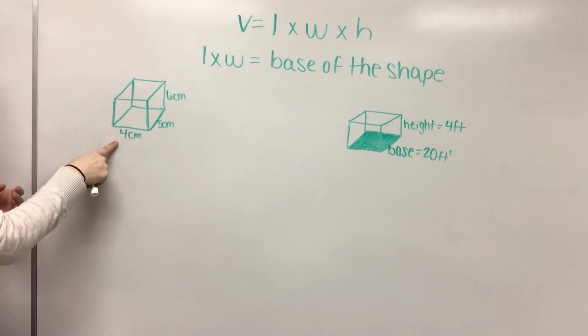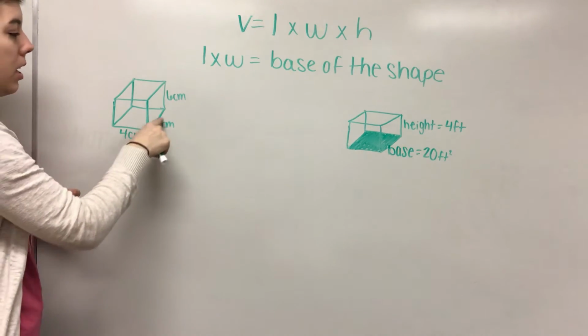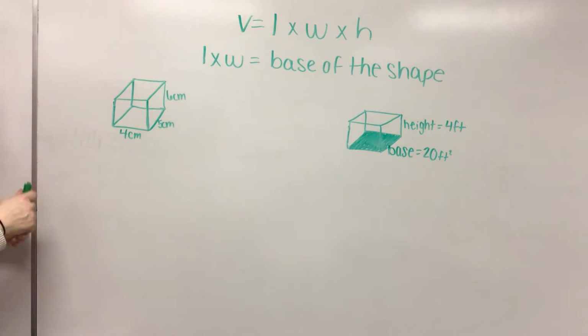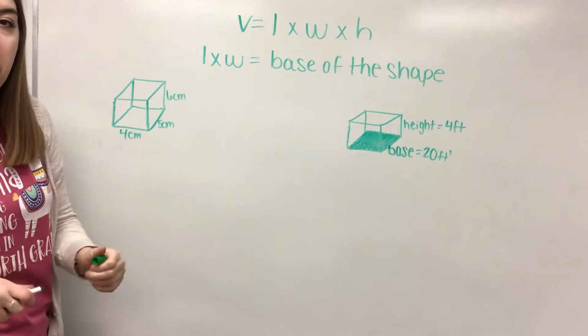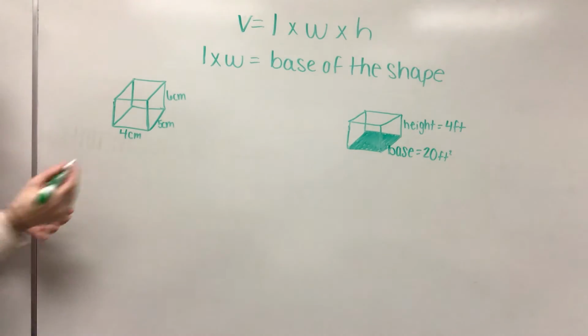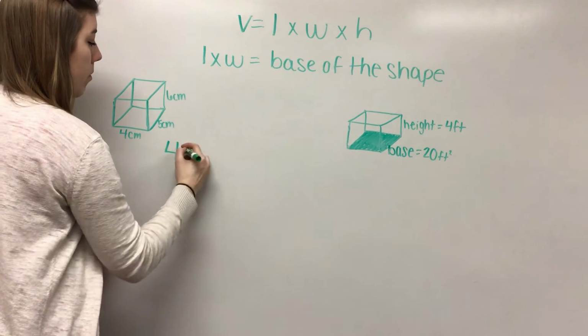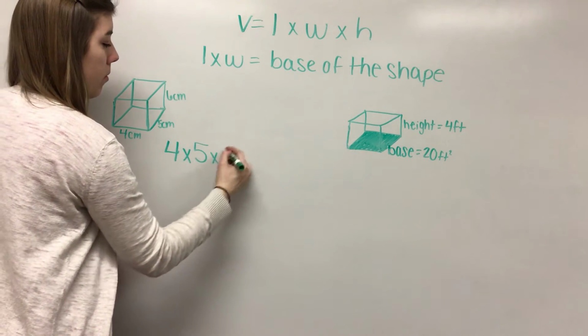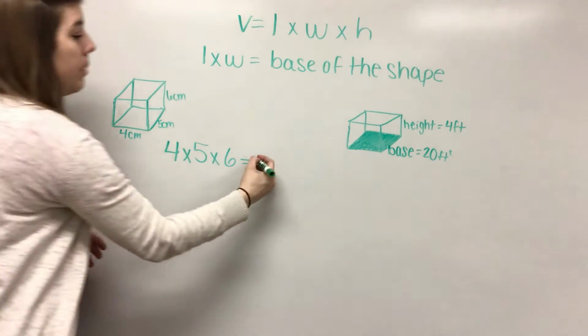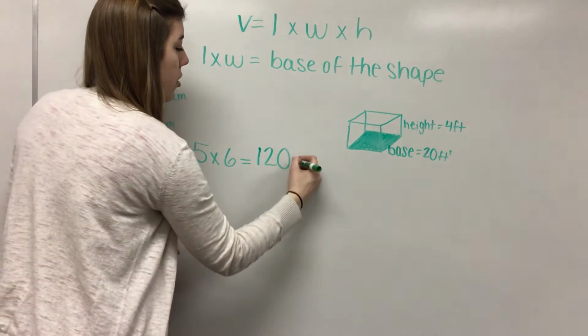And you're going to notice on this particular prism I've already gone ahead and labeled those for us, the length, the width, and the height. And if I want to figure out how much I need to fill the shape, all I do is take those three numbers and multiply them together. Okay, so 4 times 5 is 20. 20 times 6 is 120.